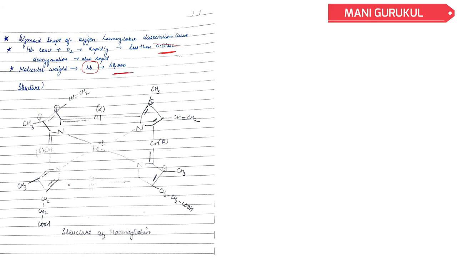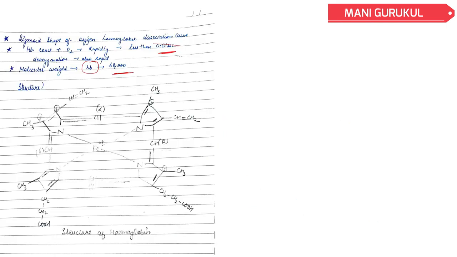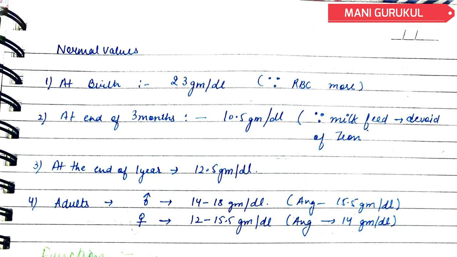As we have done this, you can see. I have explained how to make the hemoglobin structure. So you can easily detect this is CH, this is alpha, this is beta, this is gamma, and this one is delta. Now, what are the normal values at birth?